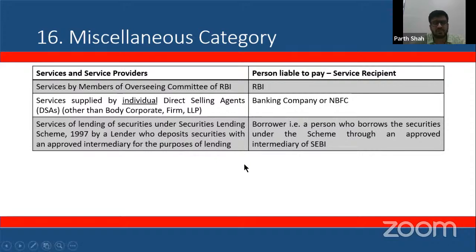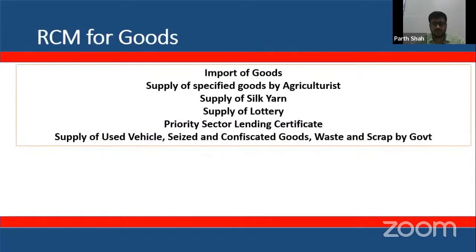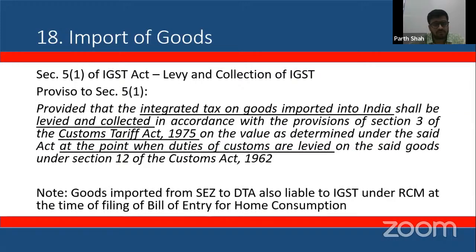Okay, so now that we've completed the services part, next we are going to take reverse charge mechanism applicable for goods. The first one that we'll deal with is import of goods, and then we'll take the balance together. So import of goods, as we all know, is triggered only when you are importing something from a place outside India into India.